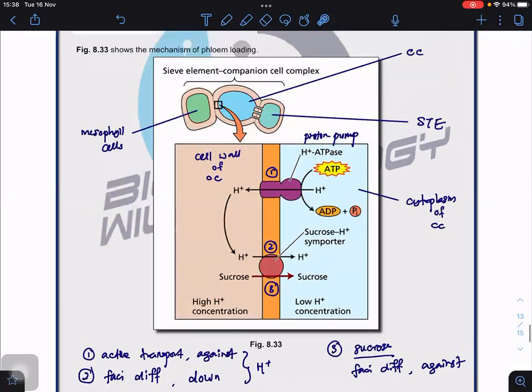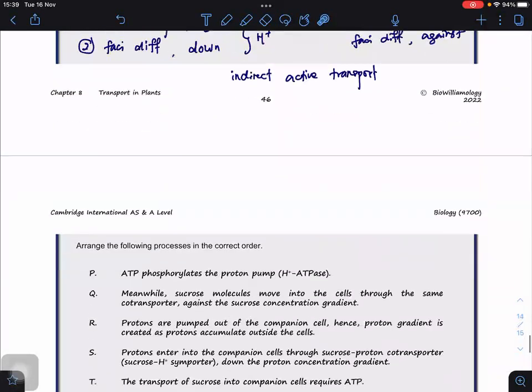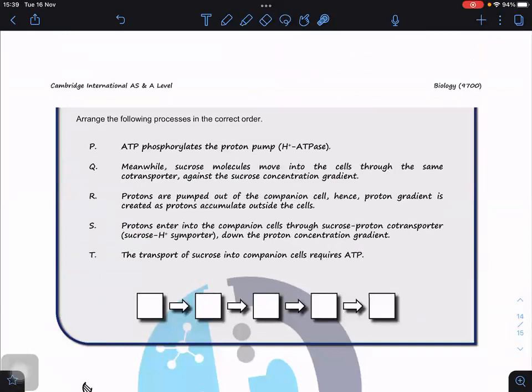So now we know that in companion cells with a high concentration of sucrose, sucrose can diffuse through the plasmodesmata into the sieve elements. Okay. So what you need to do now, a quick one, 1 minute to answer this question.